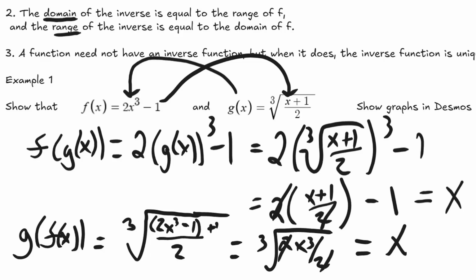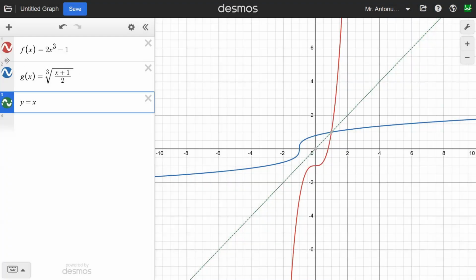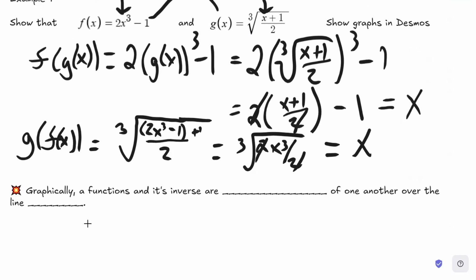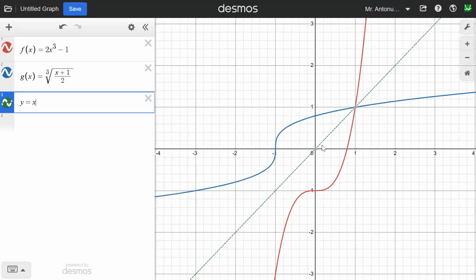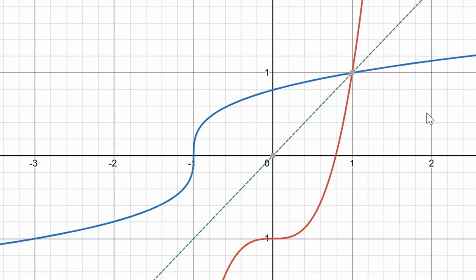So I just want to verify this in Desmos. Here we have our functions. In red is the original function. In blue, you have the inverse function, g. And notice they are reflections of one another over the line y equals x. I put it in a dotted line there. So you can notice that graphically a function and its inverse are reflections of one another over the line y equals x. If you take a peek back at the graph, you can see here that the red and blue functions are reflections over the line y equals x.